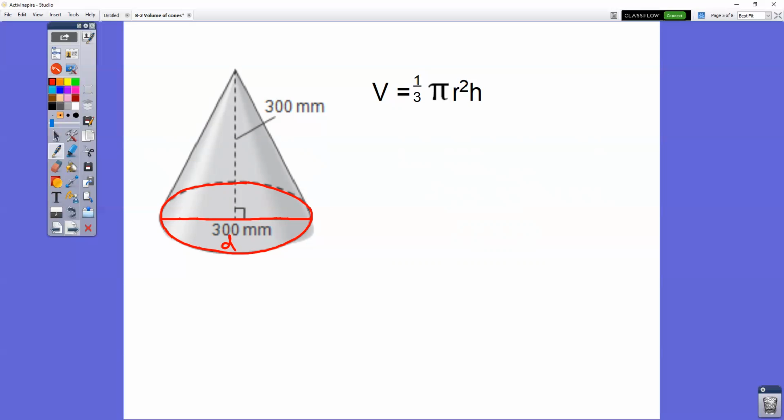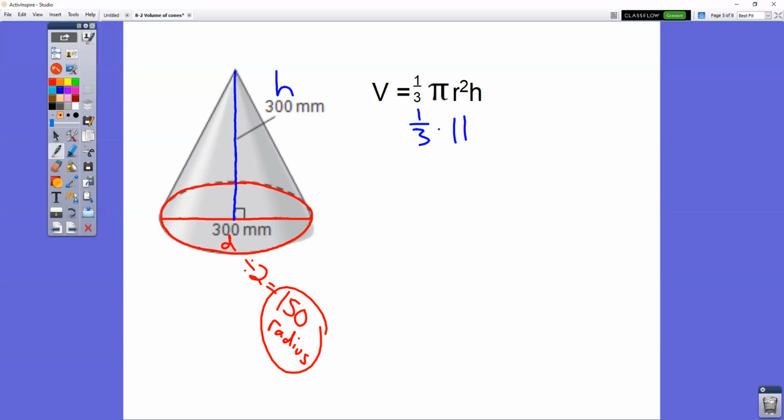You are going to get very big numbers because our radius and our height are big numbers. So this is our diameter. We want to divide that 300 by 2 to find the radius. 300 divided by 2 is 150 for our radius. This 300 is our height. It goes from the tip of the cone to the center of the circle, and that is our height. So we have 1/3 times pi. Pi is 3.1416 times your radius squared. So times 150 squared times your height, which is 300.